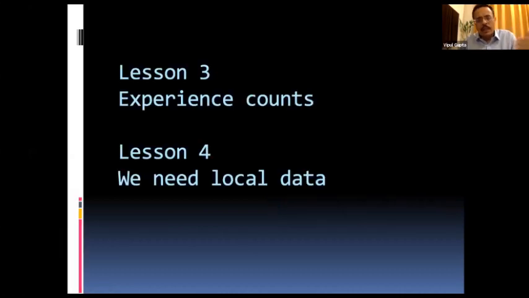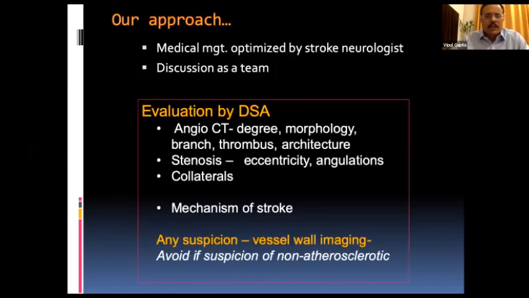So another lesson we have learned: the experience counts. When experienced centers report their complication rate, it is less, and definitely we need more local data. We can't rely on Chinese data or American data. We need an Indian registry now to know what the complication rate is, what kind of disease it is. Maybe, as Raj mentioned, we should do more vessel wall imaging. Is intracranial atherosclerosis different in the Indian population? And how are our patients responding to stenting? I think definitely we need this data for ourselves.